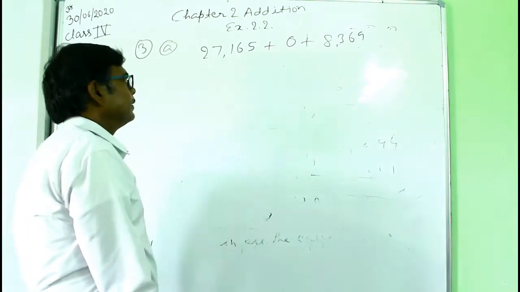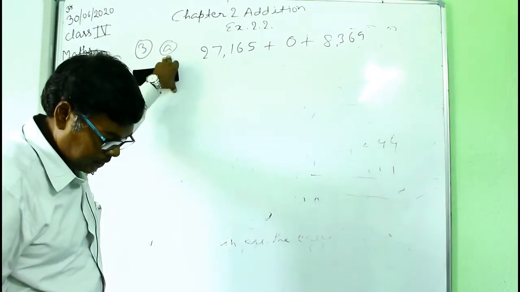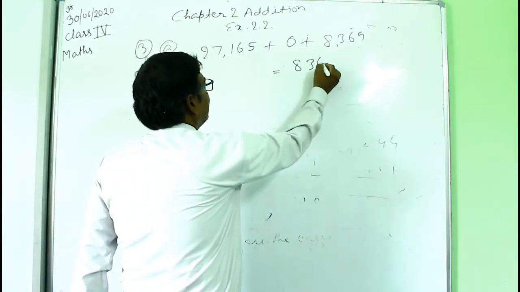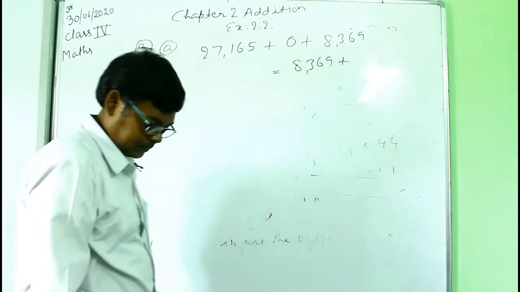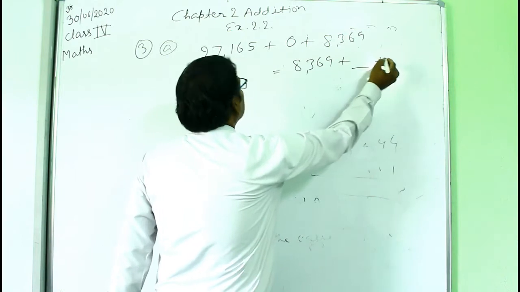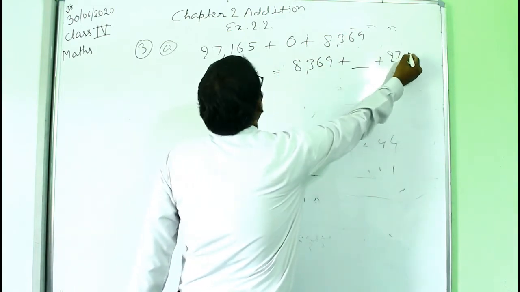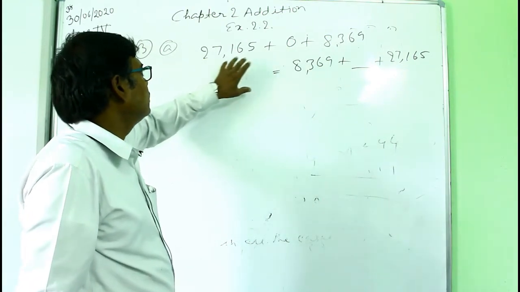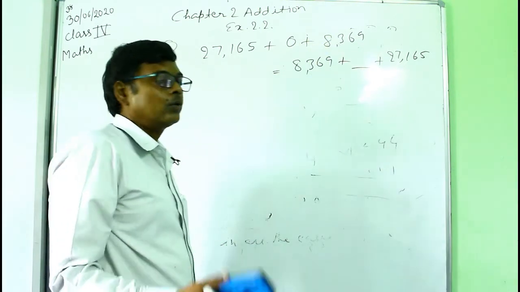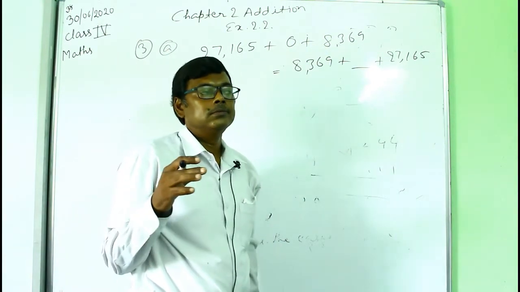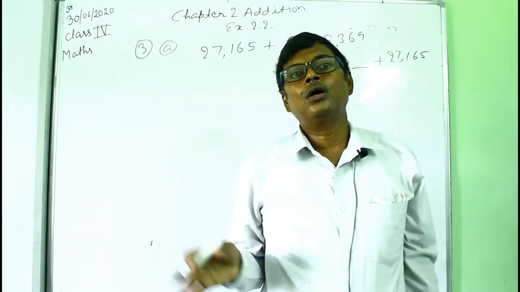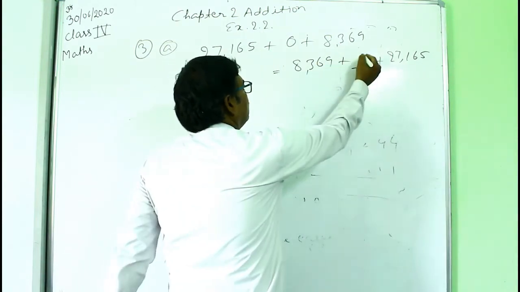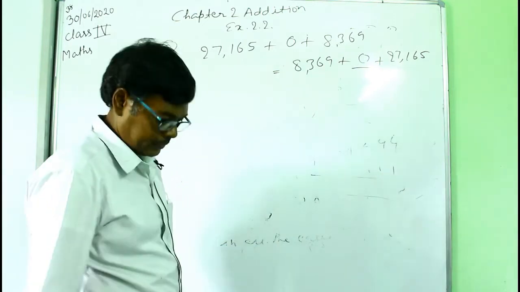This is equal to 8,369 plus dash plus 27,165. So here this is 0, and these 2 numbers are written on this side, and you know that changing the order of the addends does not change the answer. So in this blank space, the answer will be 0.